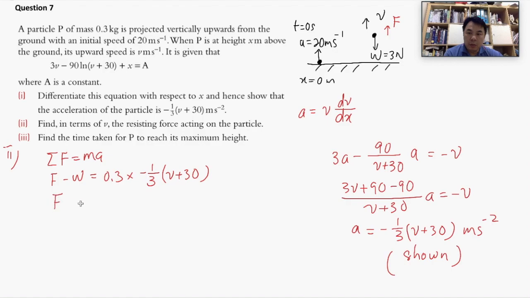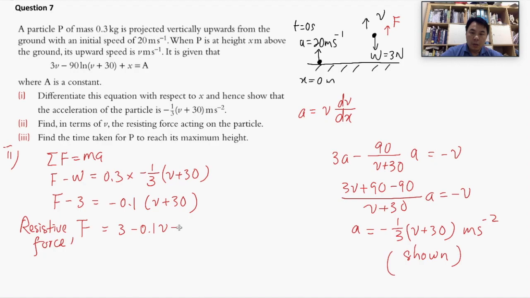So resistive force F is equal to 3 minus 0.1 V minus a 3 here, minus a 3. Let me see. Yes, correct. Therefore, resistive force is negative 0.1 V Newton. Right. So I hope that is clear in this case.